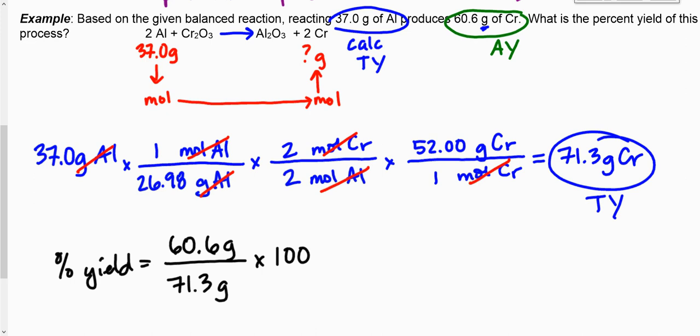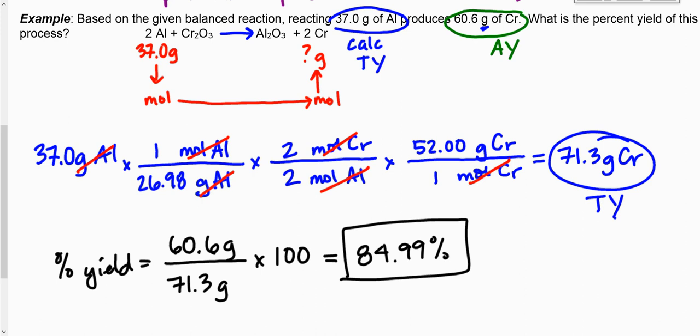All right, so 60.6 divided by 71.3 gives us a decimal, so times 100 gives us a percent. And I just carry percents to the hundredths place, so 84.99%. So not a perfect reaction, but not bad. I got 85% of what I could have gotten. We'll talk in class about some possible reasons why you don't get all that you could have maximum-wise, and you'll see that when we do a lab.